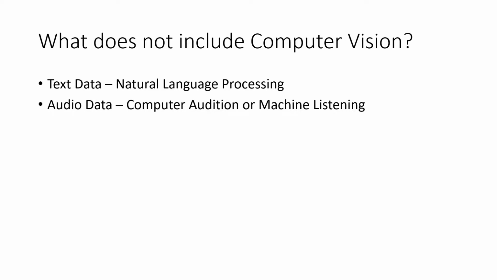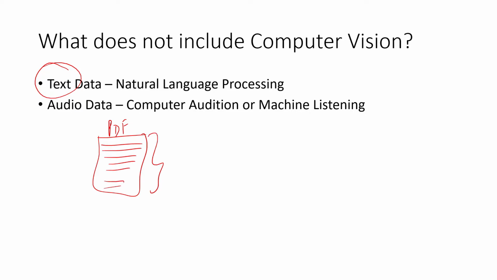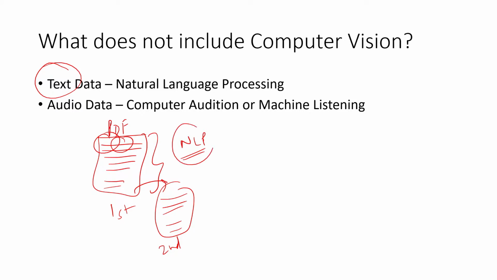What does not include computer vision is the NLP problem, the text data. Let's say you have text data in the form of a document. If you have a PDF of a book and you are trying to read something out of it, it is not a computer vision problem, it is an NLP problem. You are trying to make sense out of the words written there. Maybe you are trying to predict the next page by reading the first page of the PDF. You are trying to predict the second page of the PDF with your predictor. So it is an NLP area.